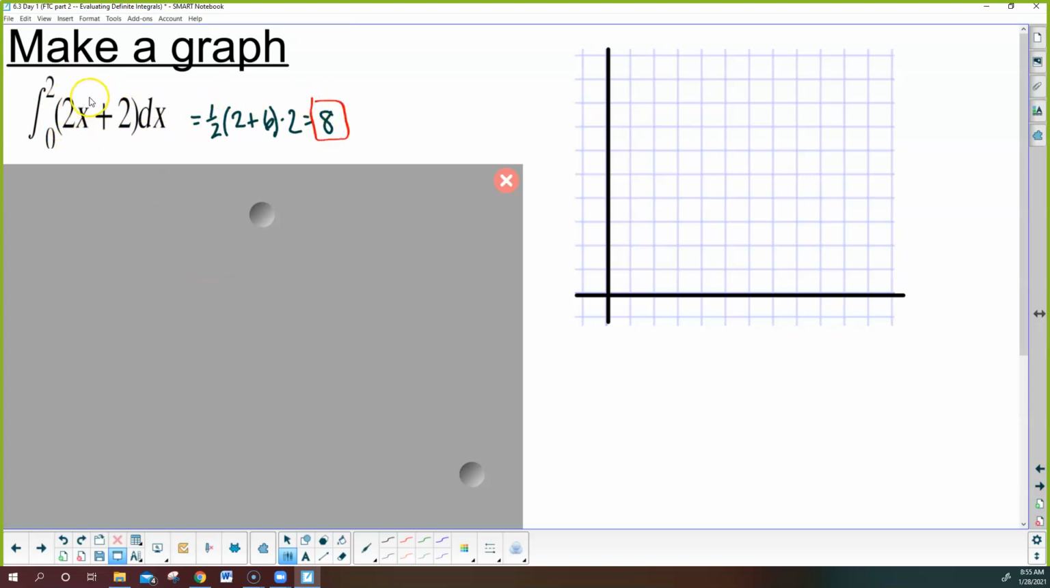So I've got the function, that's my function f of x, which is just a linear equation that says your y-intercept is 2, and then go up 2 over 1, up 2 over 1, up 2 over 1, up 2 over 1.